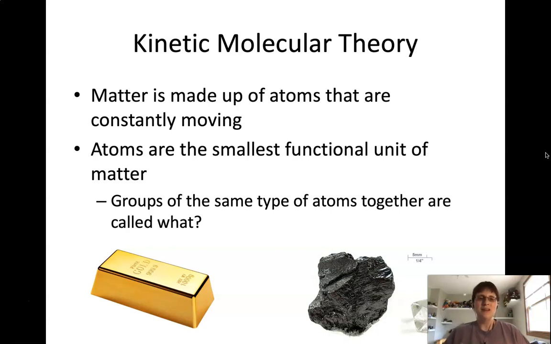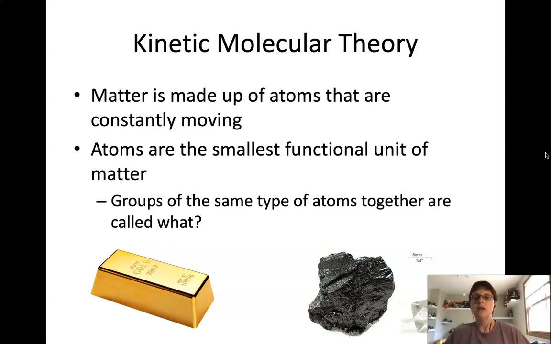We need to just do a little bit of review on some terms because I'm sure it's been a while since you've seen some of these. So atoms are the smallest functional unit of matter. You can divide atoms into smaller pieces. You might be familiar with terms like protons and neutrons and electrons, but those pieces make up atoms. If you break an atom into those smaller parts, it doesn't function any longer. So you need all of those pieces together to get something that actually works together.